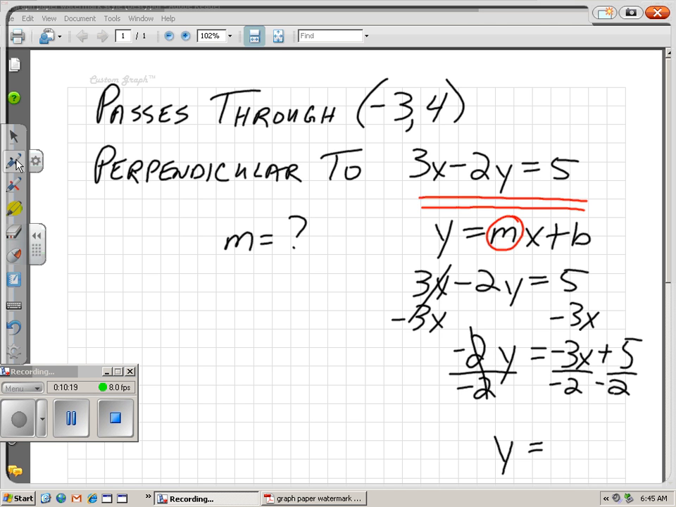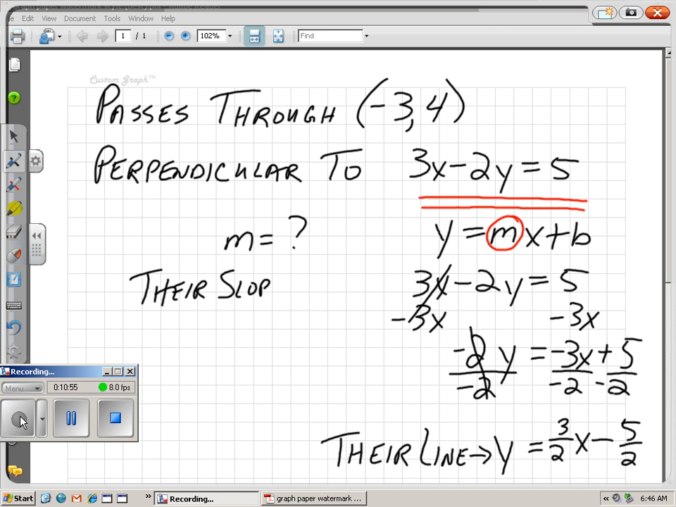Okay, my y is alone. Now negative 3 over negative 2 is really positive 3 over 2, because a negative divided by a negative is a positive. So I have 3 over 2x. And then a positive 5 over negative 2 is really a negative, because a positive divided by a negative is a negative. So I write minus 5 over 2. Okay, that's the equation of their line in slope-intercept form. Keep that straight. That's not my line, that's their line. So what is their slope?